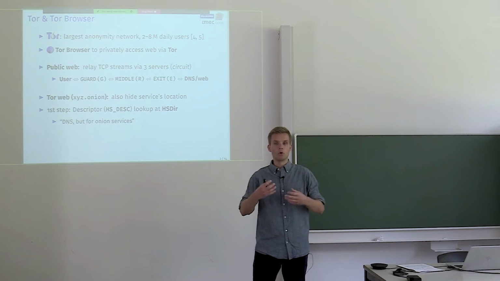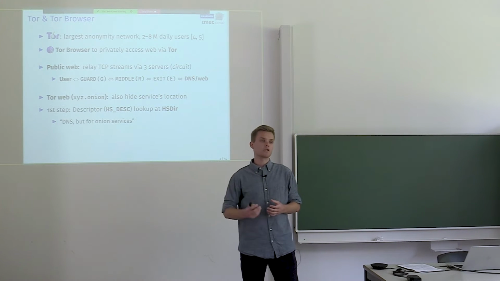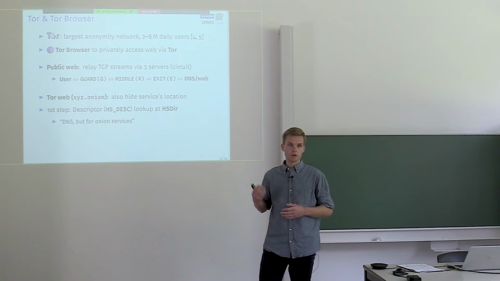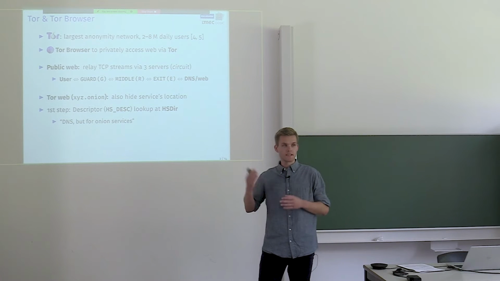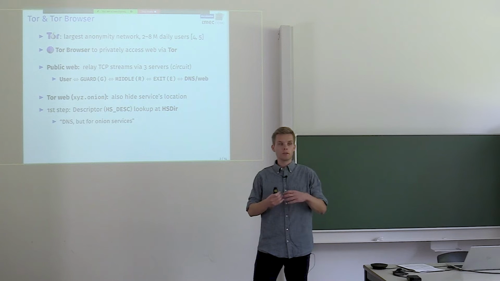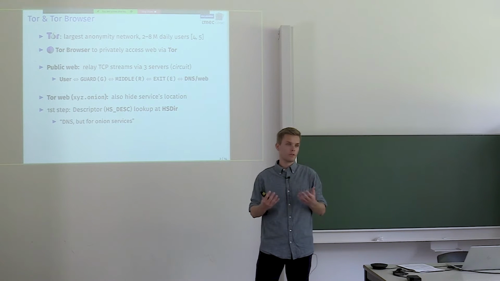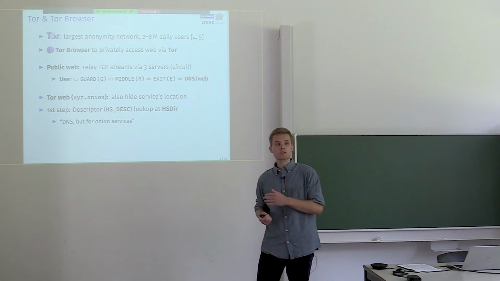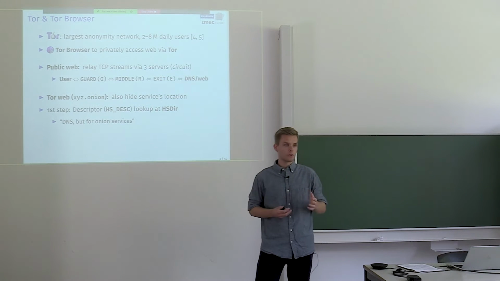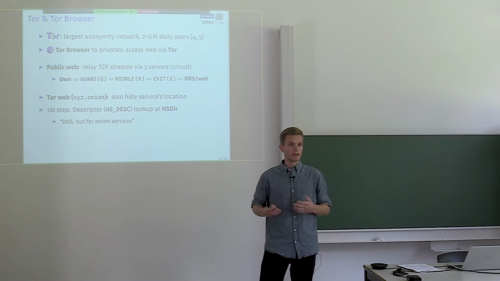Okay, there's more information needed for you to build such a circuit. And you will find this information in something that is called the hidden service descriptor, HS-desc. Okay? And the relays in the Tor network that maintain these hidden service descriptors and will respond to you with such a descriptor, they're called hidden service directories or HSDirs. You can think of this step as like DNS but for onion services, okay? Because you will need to find out how to connect there.